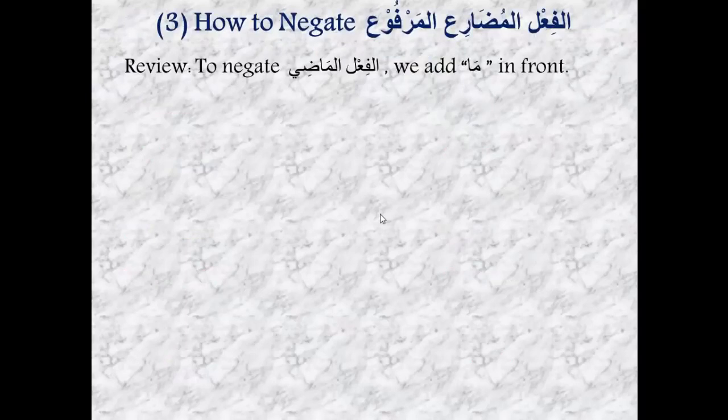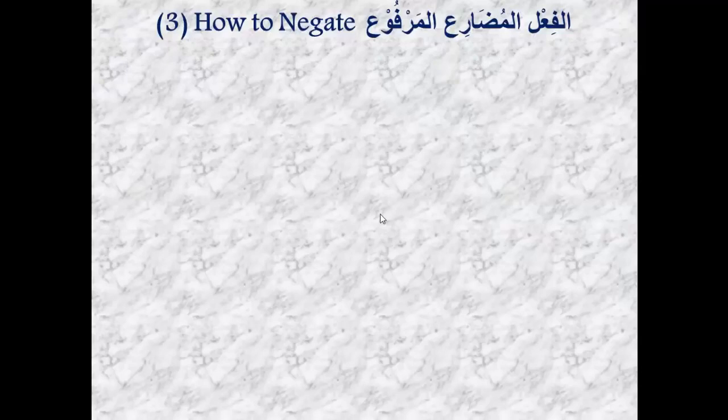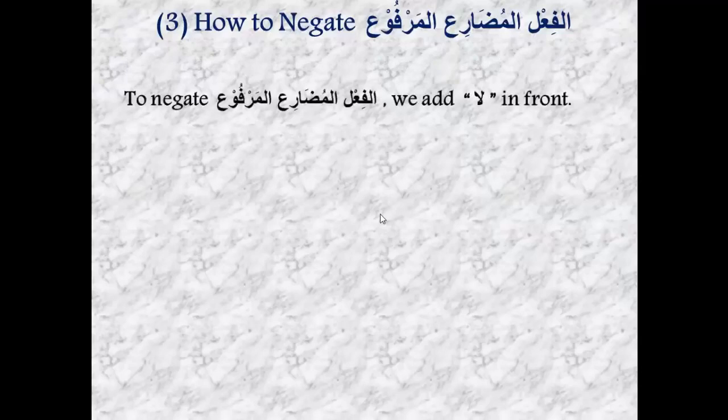Topic number 3, how to negate al-fi'l al-mudari' al-marfu'. To review, we negate al-fi'l al-madi, the past tense verb, by adding ma in the front. So, dhahaba, he went. Ma dhahaba, he didn't go. Now, in order to negate al-fi'l mudari' marfu', we add la in the front. La in Arabic generally means no, but here grammatically, its usage is to negate al-fi'l mudari' al-marfu'.